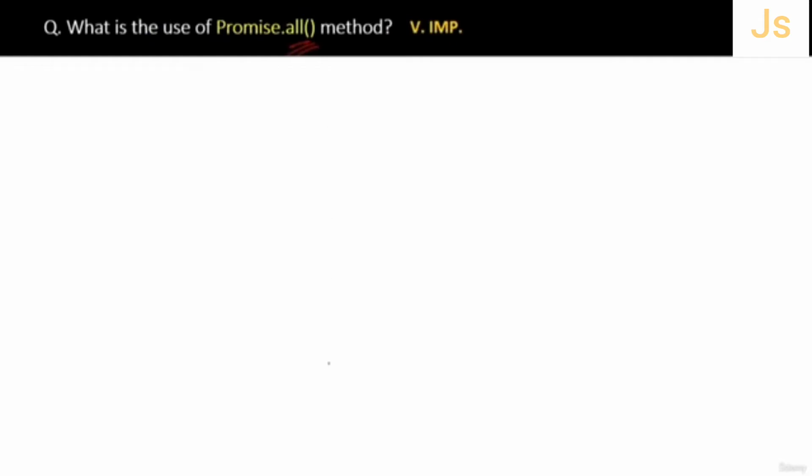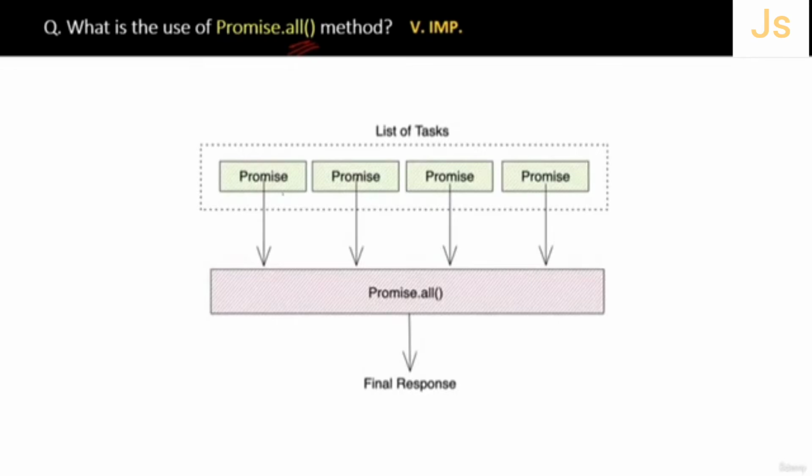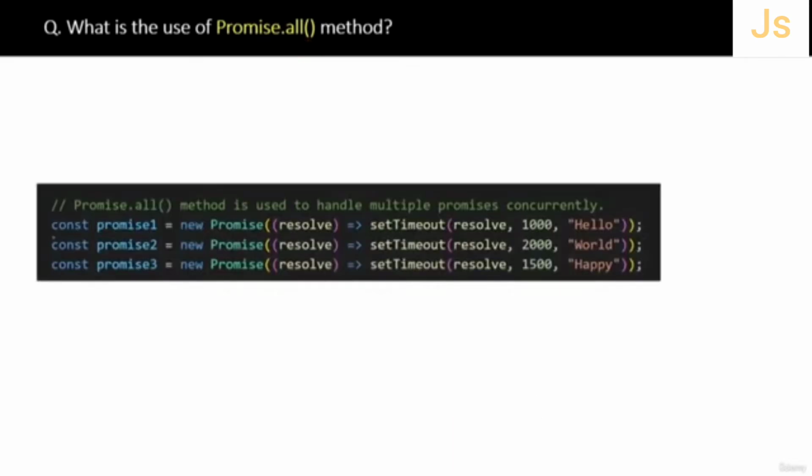In short, the promise.all method is used to handle multiple promises and respond based on the result of those promises. Let's see the code. You can see multiple promises here, promise 1, 2, and 3. Simple promises with just the resolve methods. Nothing complex about these promises.